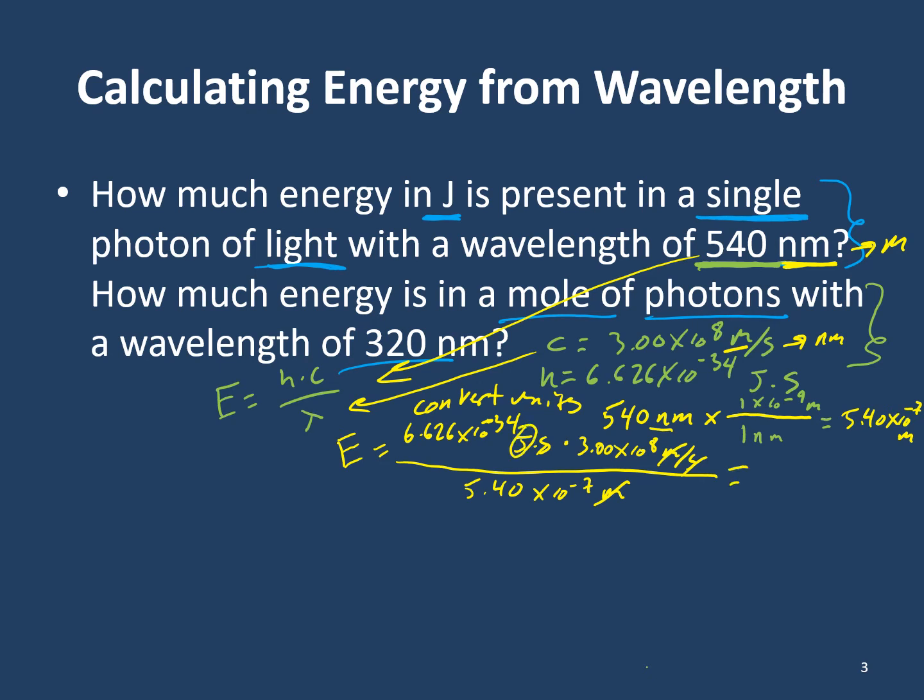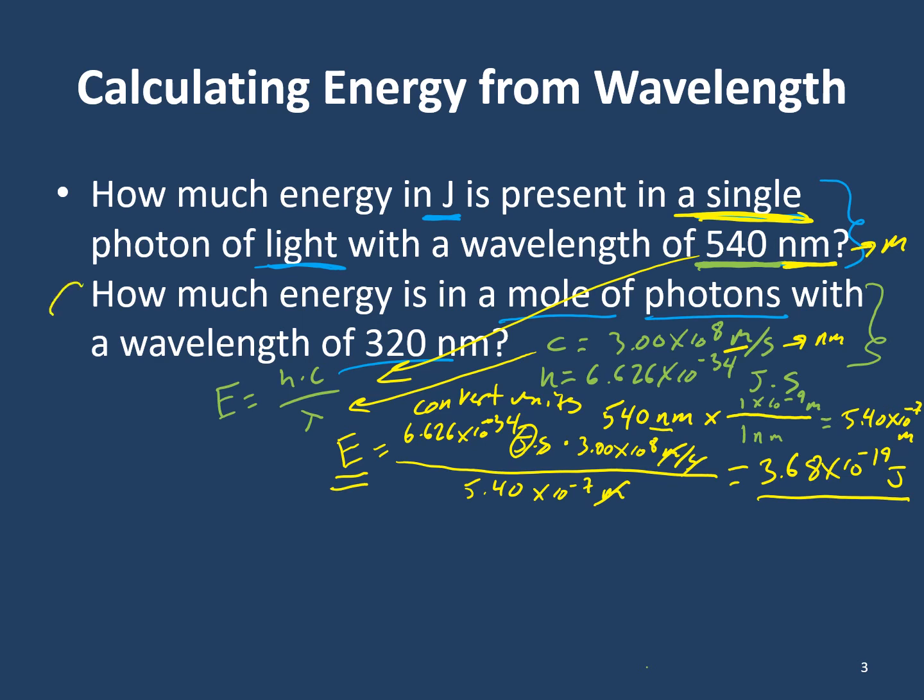So if we do this calculation out, we get 6.626 times the speed of light divided by 5.4 e to the negative 7. And this gives us 3.68 times 10 to the negative 19 joules. This equation is always only for a single photon of light. So this is our answer, and we're all done with this problem.